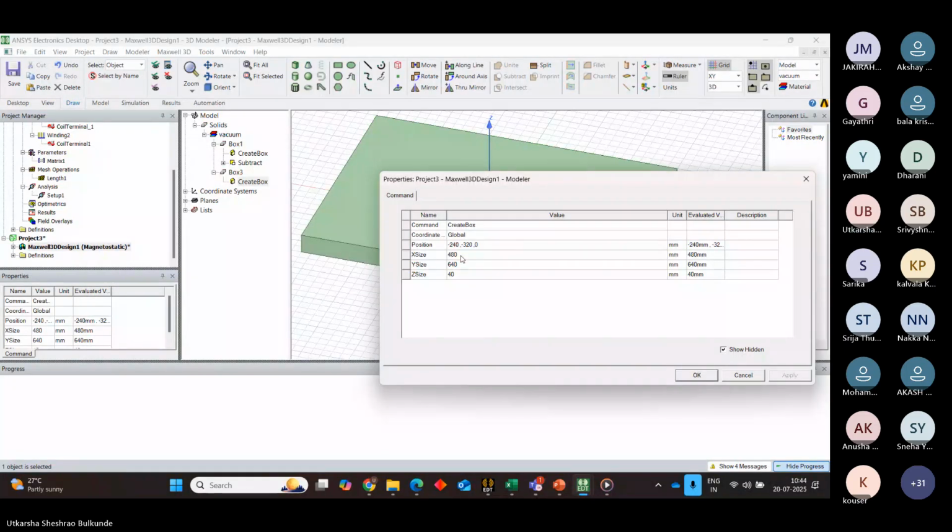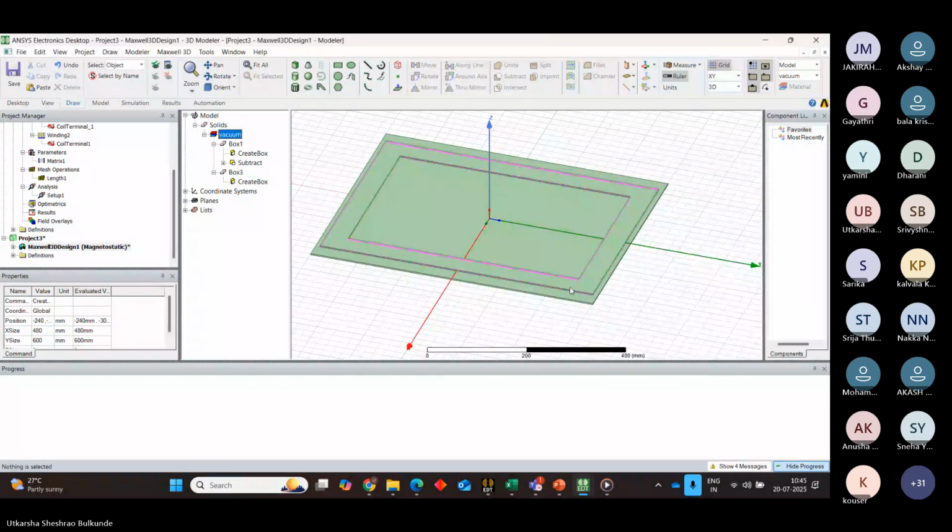Here, I'll just increase 20 mm. So X size was 4, this is 480, so it's 600. And 3 mm. And here, because I have to place ferrite beneath my coil, so here also -3. Understood?